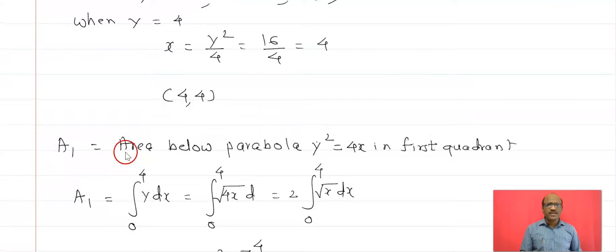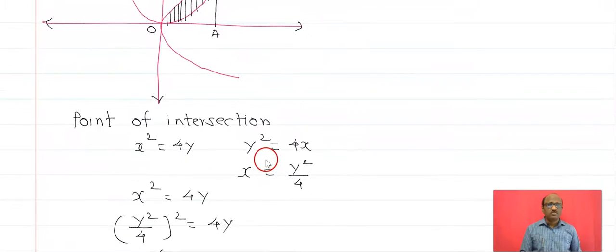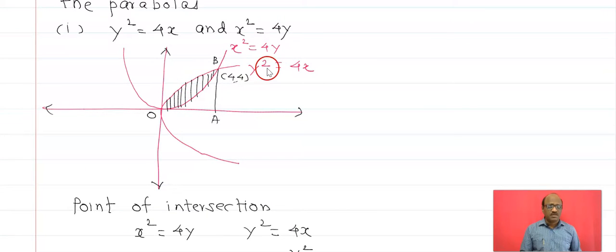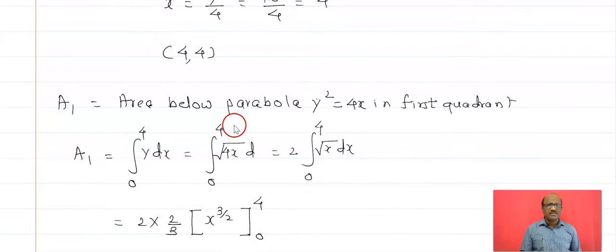Now we'll find out the area below the parabola y² = 4x in the first quadrant. y² = 4x, here below the parabola, it is in the first quadrant. Therefore, A1 = ∫ from 0 to 4 of y dx. What is the value of y? y² = 4x, take its square root, that is √(4x). What is the root of 4? That is 2. 2 ∫ from 0 to 4 of √x dx.